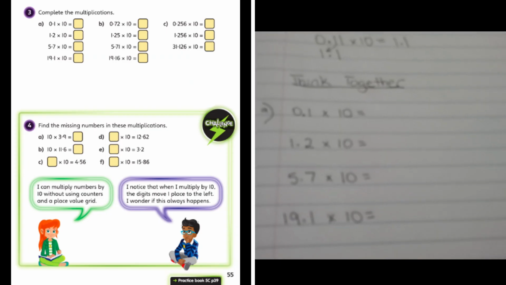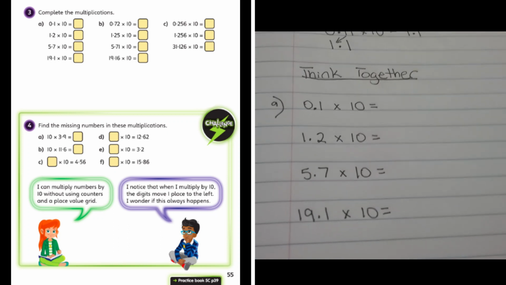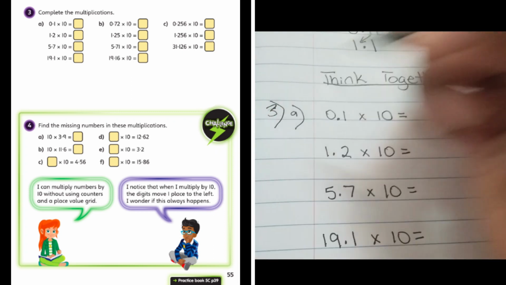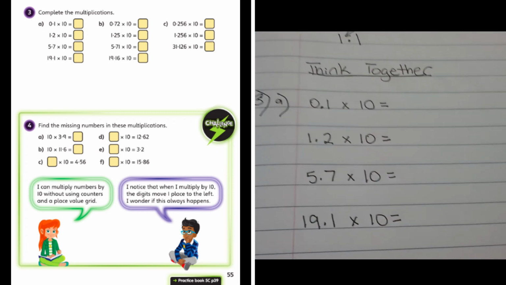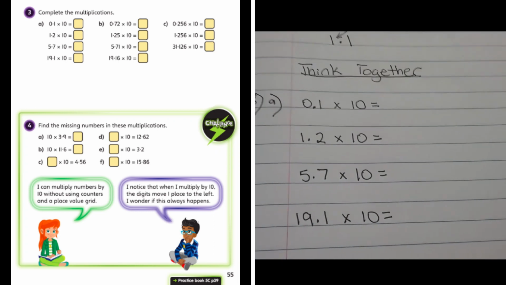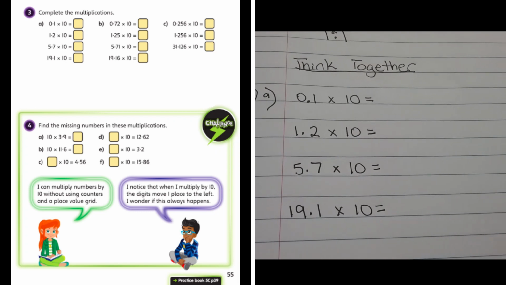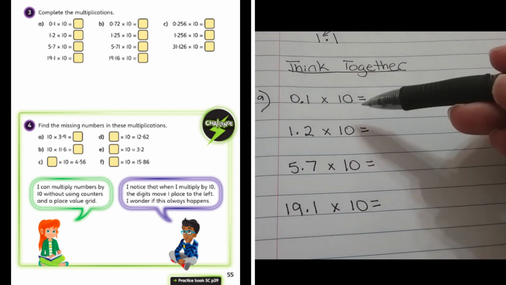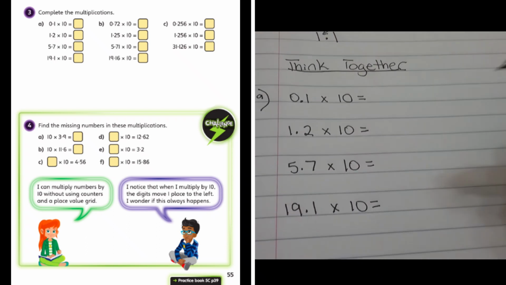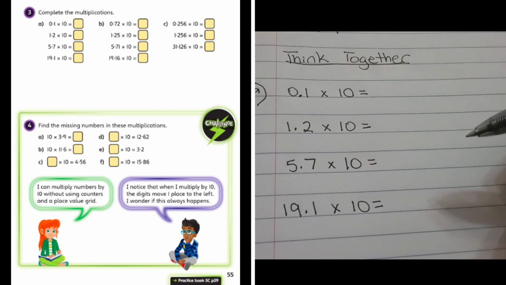All right, so we're going to move on to the think together portion. And I'm actually going to skip question 1 and 2, and we're moving straight on to 3. Because questions 1 and 2 are stupid easy, and I don't want to waste time on them. We've done a ton like that already in our warm-up, so let's just move on to question 3. It says there, complete the multiplications. I'm going to model how I will do A, and then you're going to do B and C on your own. Now, I'm doing exactly what we were doing before, just multiplying these by 10.